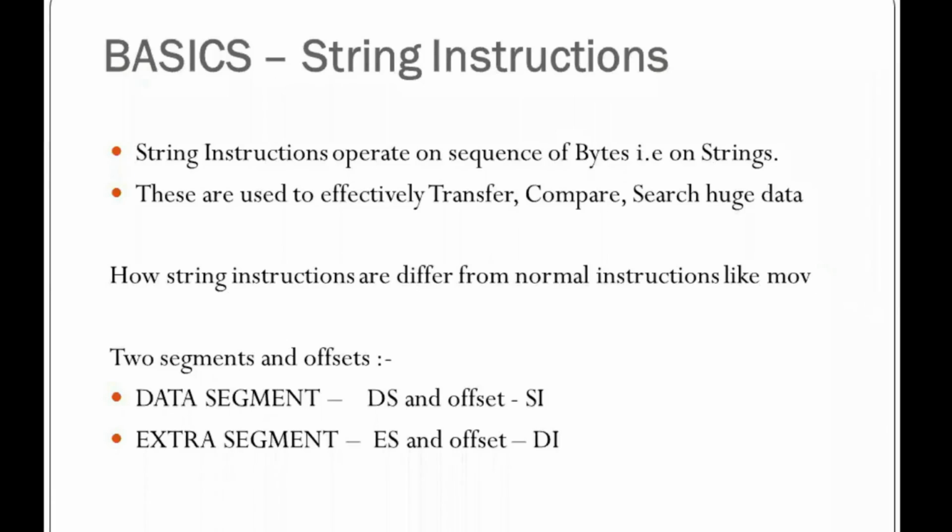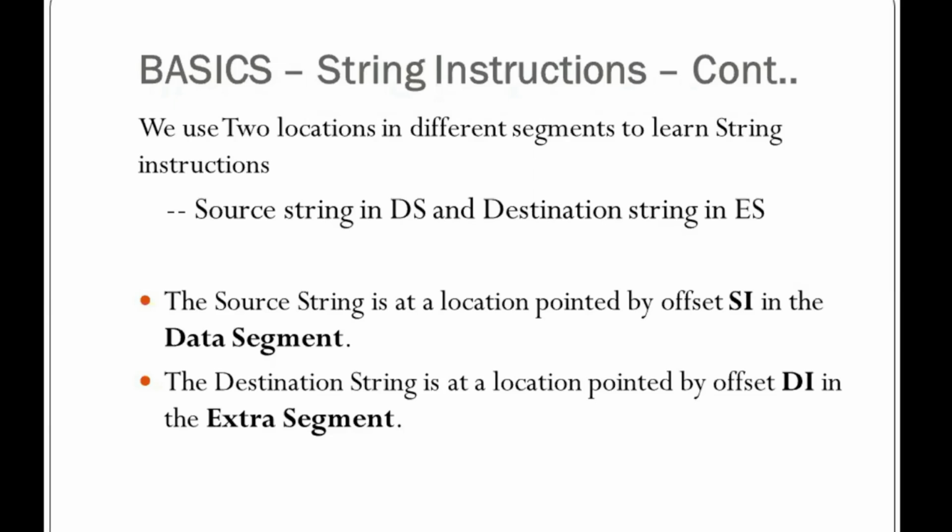What is the offset of data segment? Look at here, SI. SI, the source index, is the offset of data segment. What is the offset of extra segment? Destination index. These points were already demonstrated as part of segmentation. I'm just clarifying that I'm going to use these 2 types of segments as part of string instruction. Look at here, we use 2 locations in 2 different segments to learn string instructions.